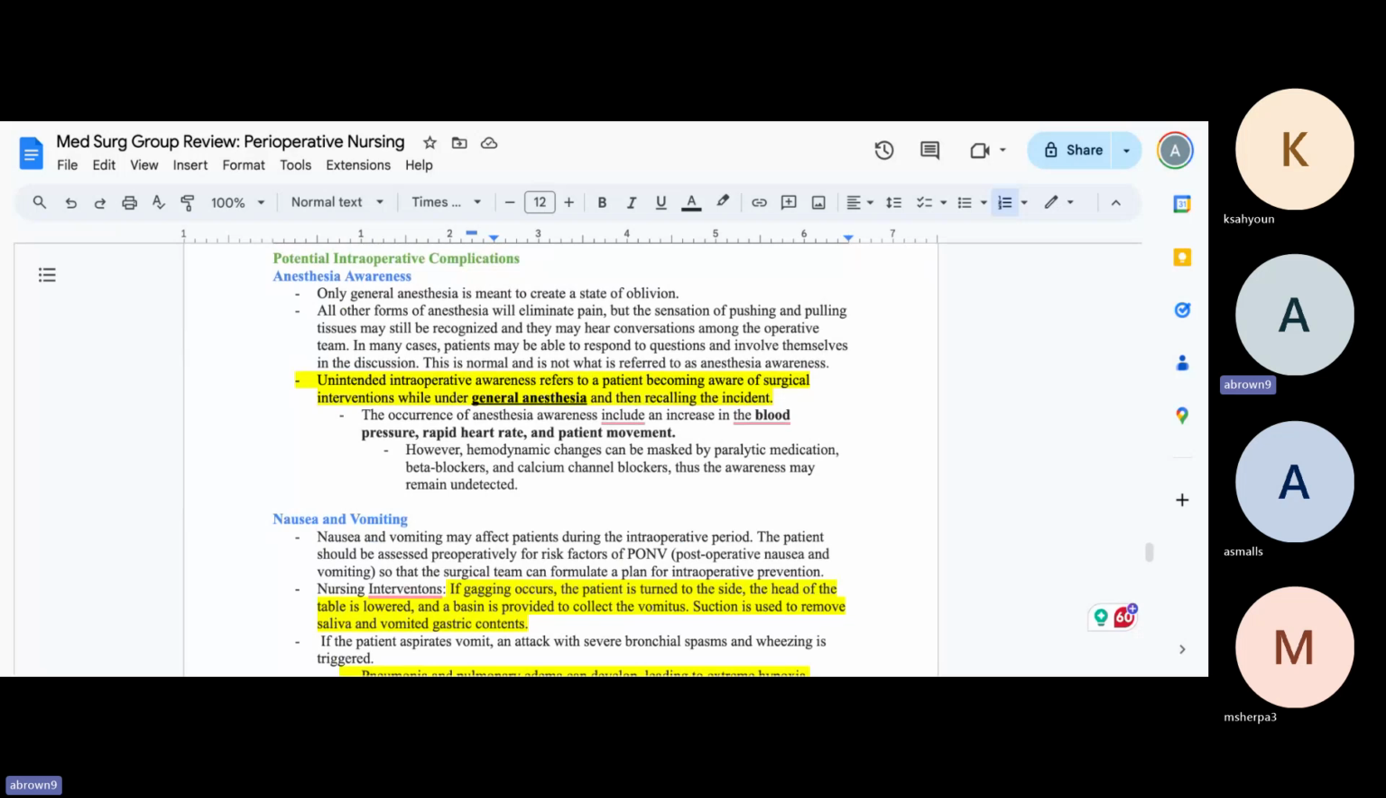So if a patient's on a beta blocker or calcium channel blockers, those 2 medications are used for hypertension. And if patients have really high heart rates, they're usually given those medications to lower it a little bit. So it can be masked. If those patients are on medications that lower blood pressure and heart rate, you can't really notice that they are awake because the medication is masking it.